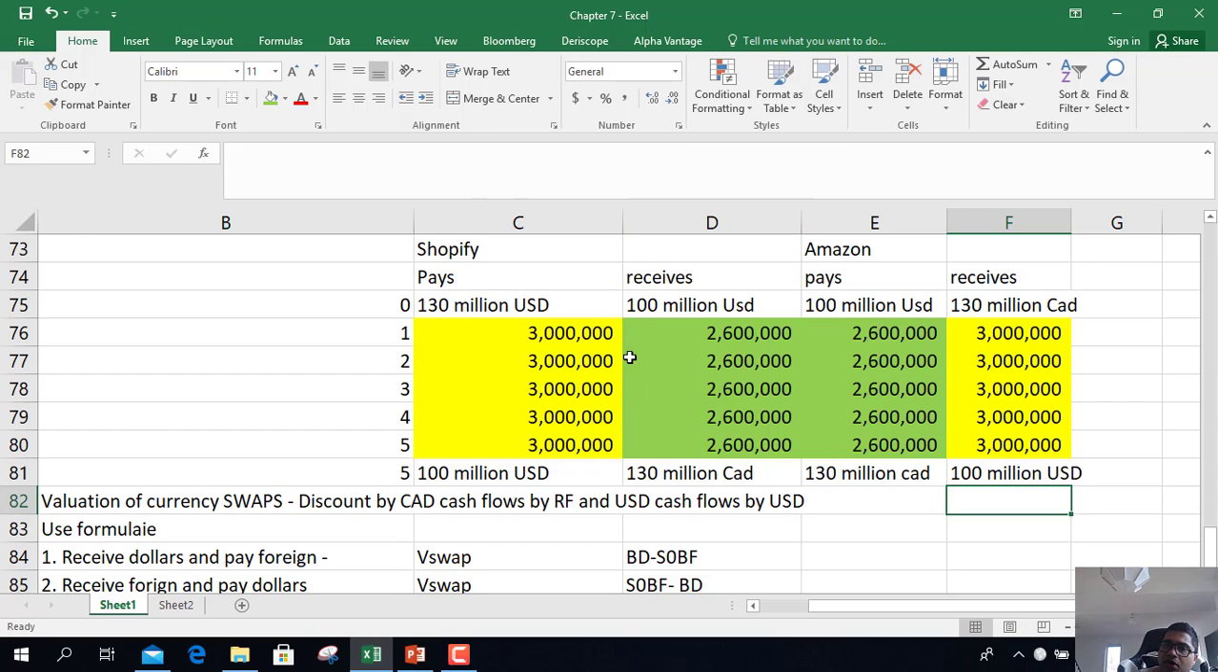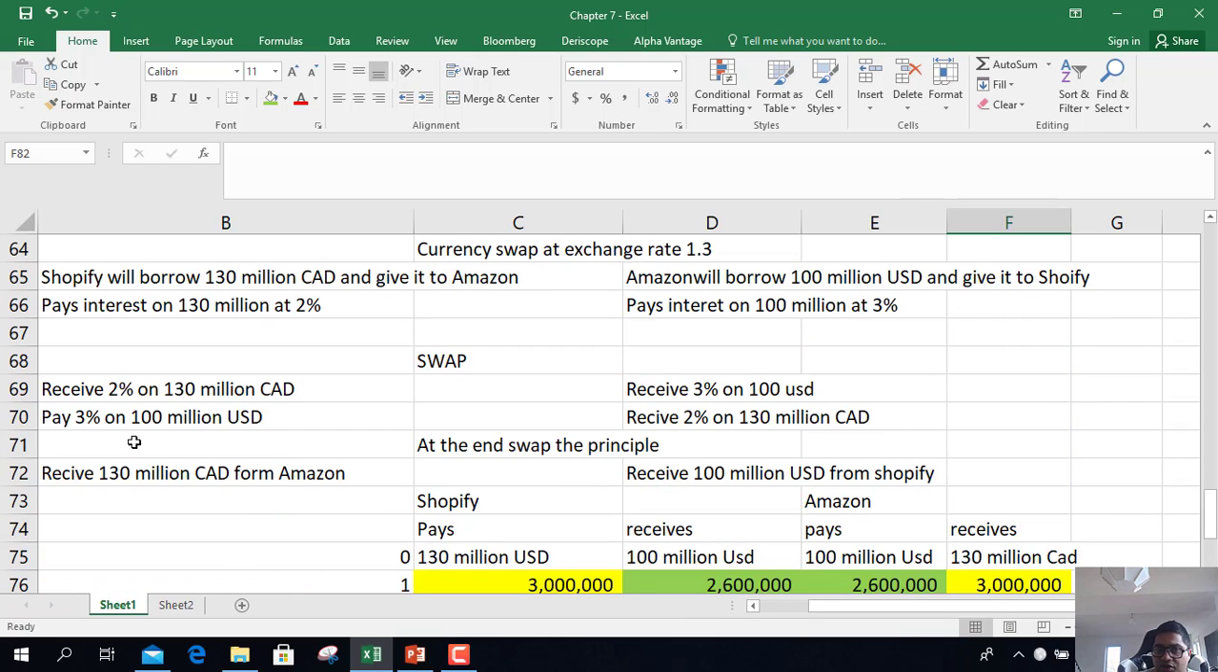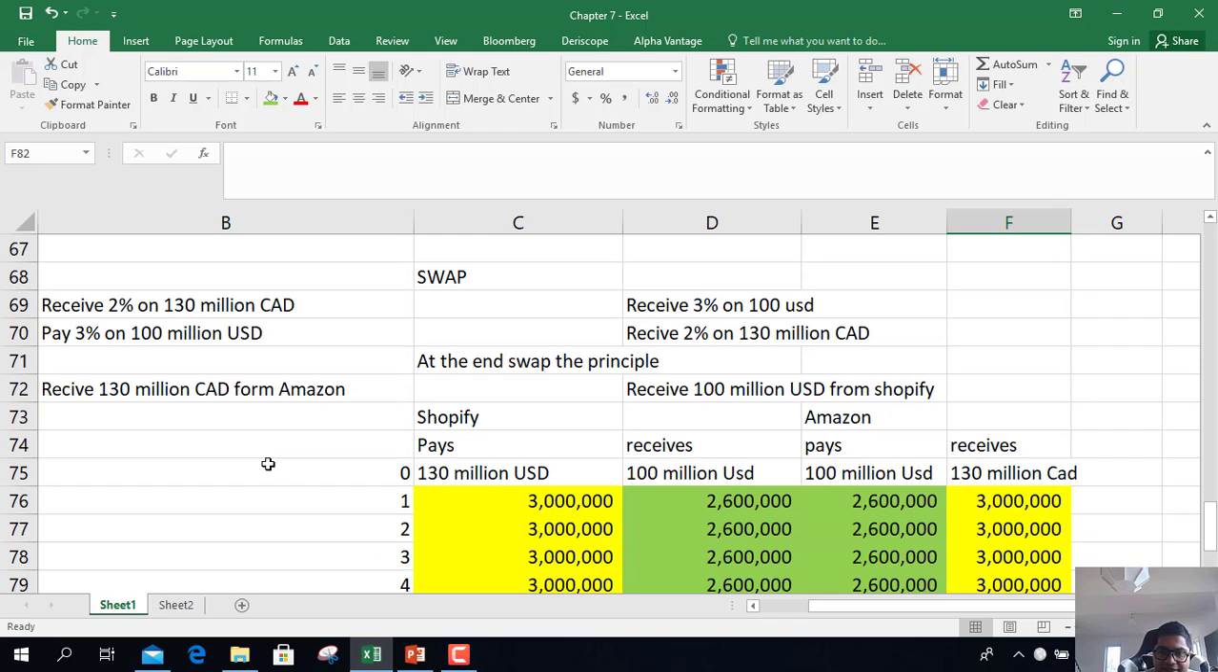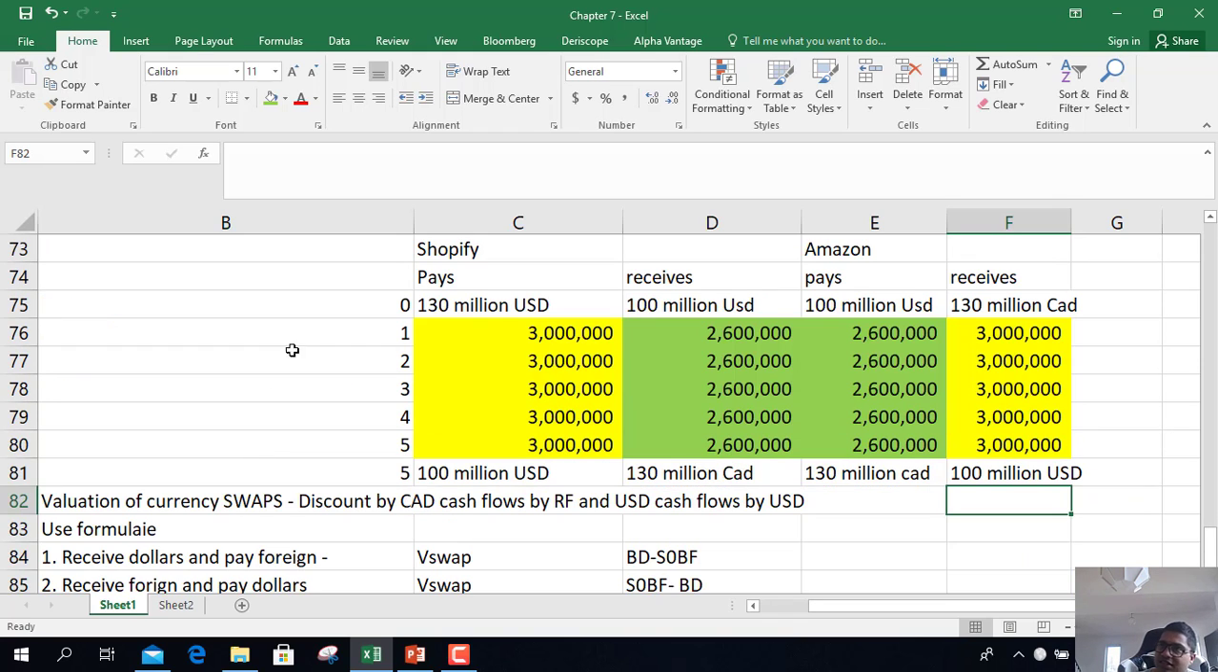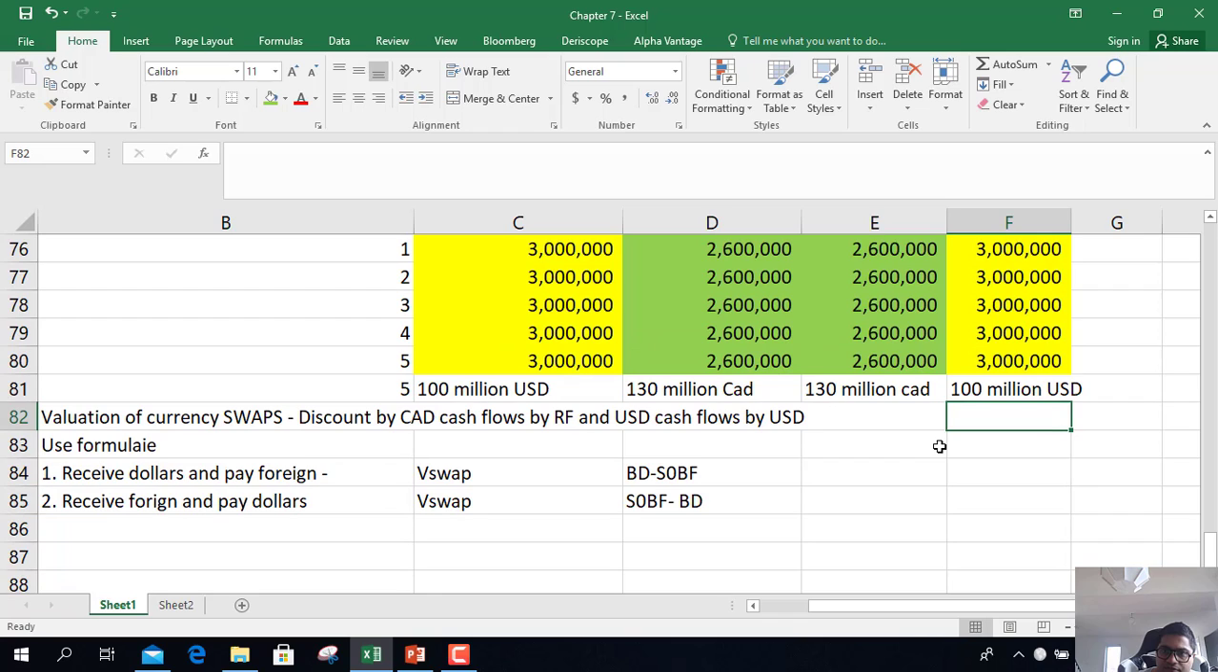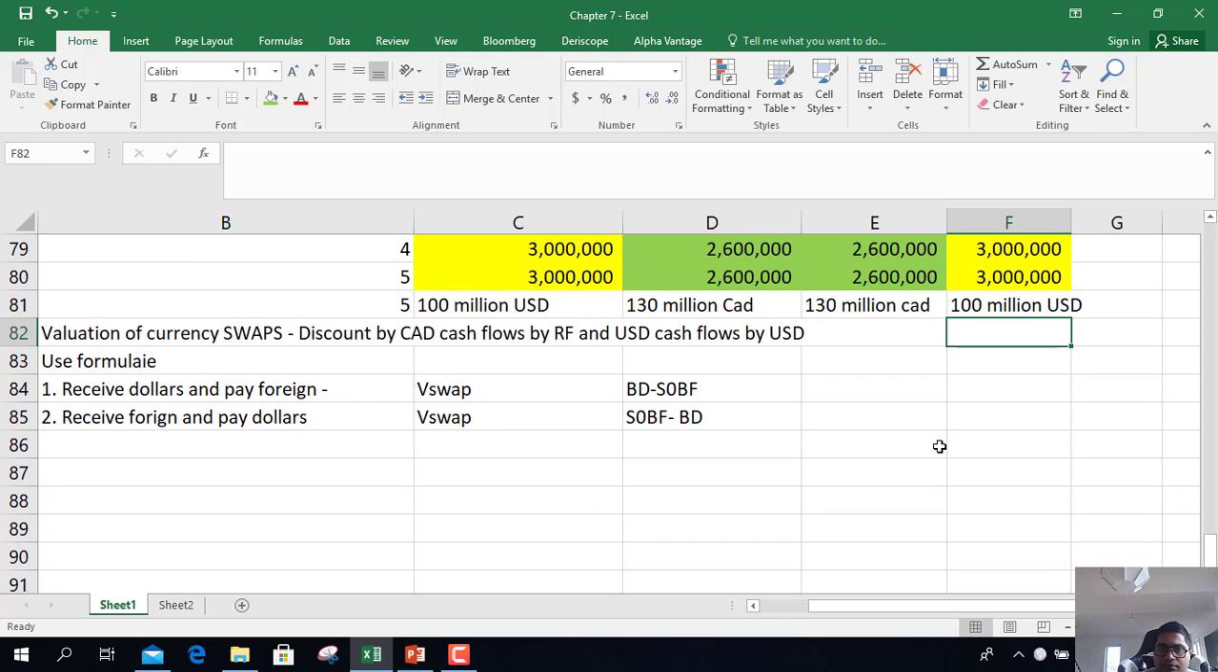So how does a currency swap work? At time 0, principals are exchanged, then interest is paid. You have to remember this example to understand who pays what interest. It's a little tricky to understand, right? So who pays and who receives, who pays and who receives, and finally when the swap ends in the 5th year, again principals are exchanged.